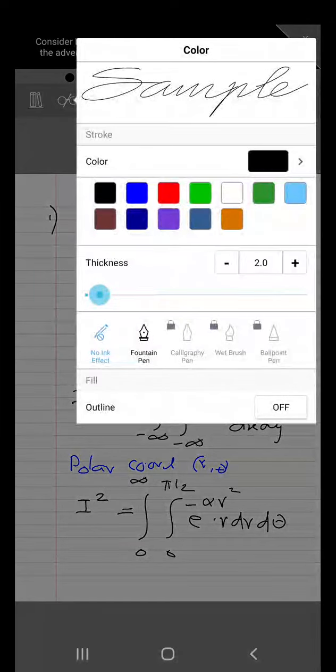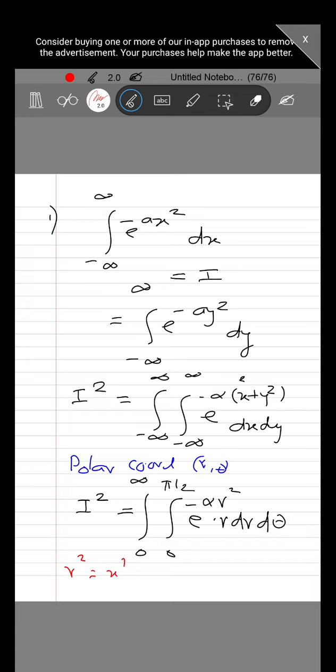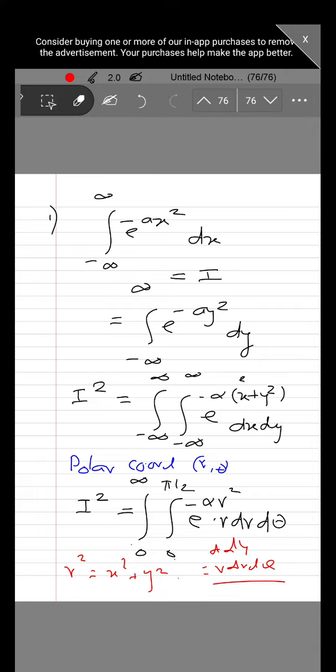So here simply r square is equal to x square plus y square, and dx dy is nothing but r dr d theta. Now, since the area to be integrated is the first quadrant, the variables r and theta must be from 0 to infinity and from 0 to pi by 2. So, continuing the calculation, I square now turns out to be equal to pi by 2, since integration over theta has been done, and the thing that remains is integration over r.